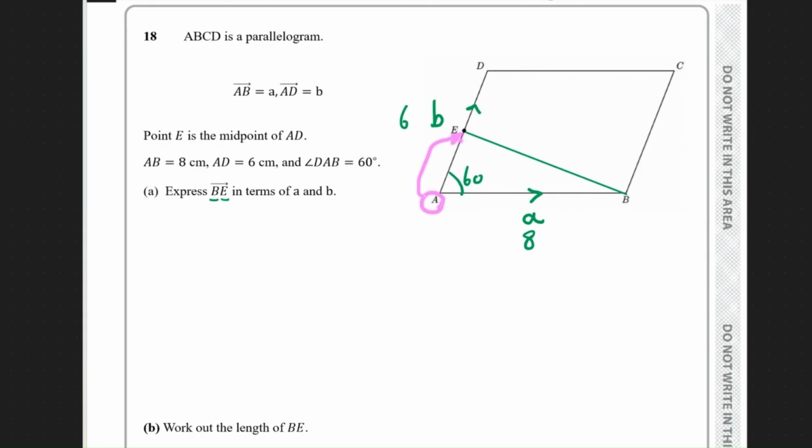So if we'd like to write this one, vector BE equal BA plus AE. So BA is the opposite direction of A, that means it would be minus A, and AE is the same direction of B, but this is half of B, so it would be plus half B.